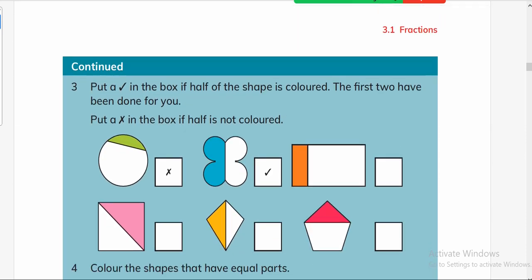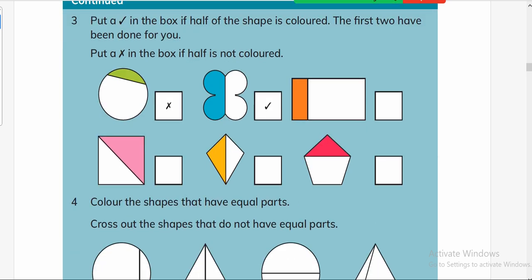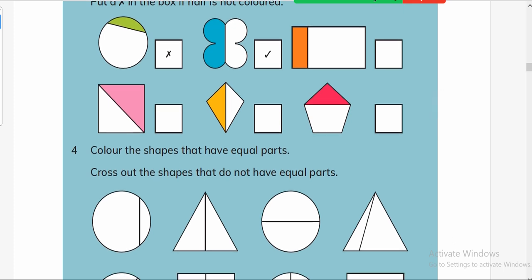Okay, put a tick in the box if half of the shape is colored. The first two have been done for you. Put a cross in the box if half is not colored. Okay. Are they two equal parts? No. Are they two equal parts? Yes. Are they two equal parts? No. Are they two equal parts? Yes, they are two equal parts, so we will put a tick.